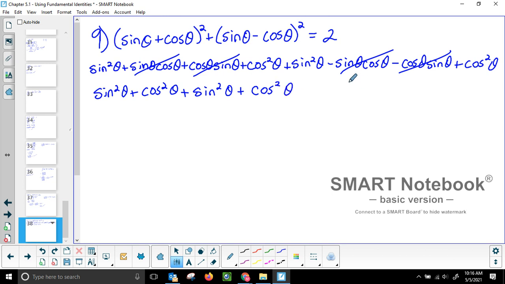Well, sine squared theta plus cosine squared theta is one of our Pythagorean identities. So sine squared theta plus cosine squared theta is equal to what? 1. So this is equal to 1, and this is equal to 1. What's 1 plus 1? 2. Yay. Is that what we were supposed to get? Absolutely. So we have successfully verified.